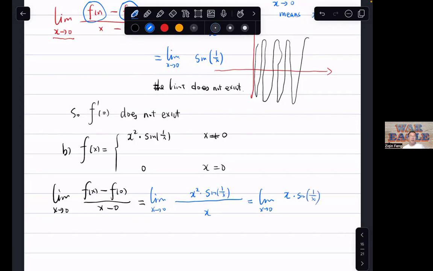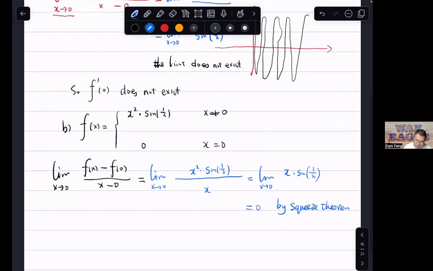Then you can apply the squeeze theorem. Get an upper bound and a lower bound, and both go to 0 because sine of 1/x is less than 1 and greater than -1. So this is equal to 0 by the squeeze theorem. So in the second example, f prime of 0 equals 0.